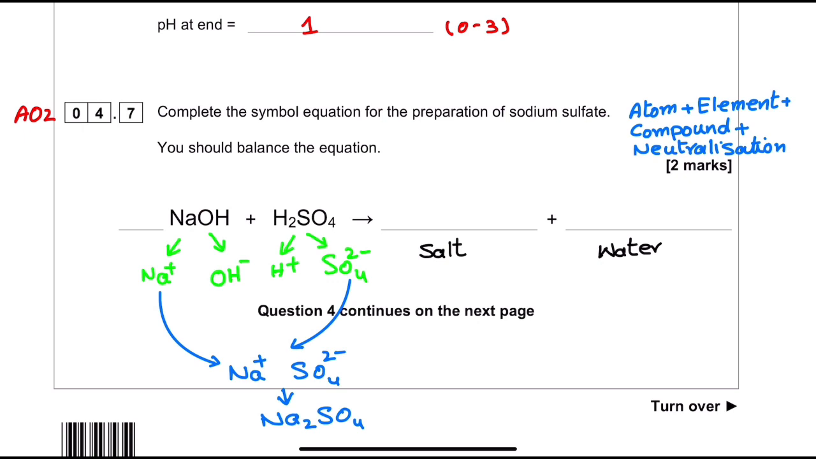So the salt, we are first of all going to write the salt. The salt is sodium sulfate, Na2SO4. It is a neutralization reaction, and we know that as the result of a neutralization reaction we will get water, H2O. It is a simple equation we need to balance. We know that there are two sodium on the right and there is only one sodium on the left, therefore we need to multiply the left side with 2.